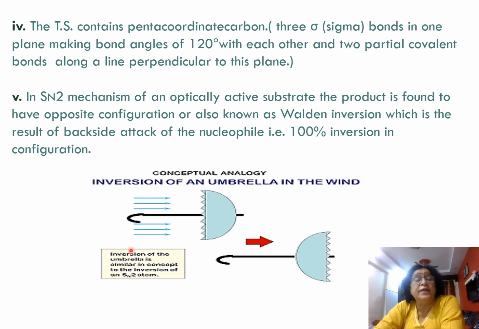If you take the optically active reactant, then you get an optically active product, but the product is inverted. That means it shows opposite rotation. If the reactant is levorotatory, the product formed will be dextrorotatory. If the reactant is dextrorotatory, then the product formed will be levorotatory. So this inversion of configuration is analogous to the inversion of an umbrella in the wind. Clear? Okay, thank you.